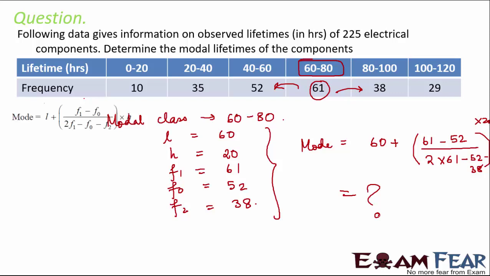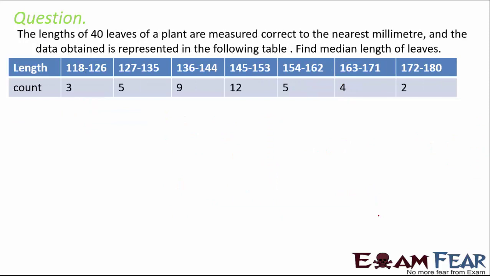So let's look at the next question. The lengths of 40 leaves of a plant are measured correct to the nearest millimeter, and the data obtained is represented in the following table. Find median length of leaves. Okay, so here we have to calculate the median.